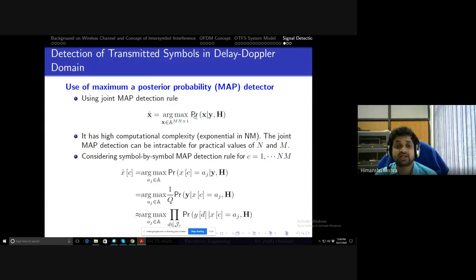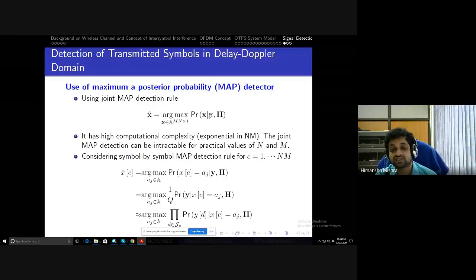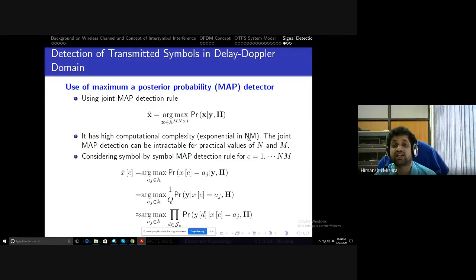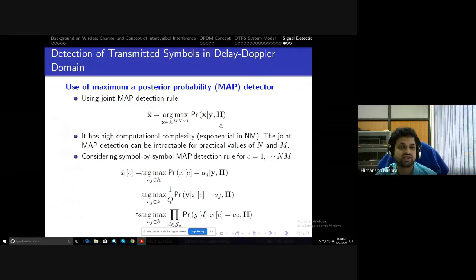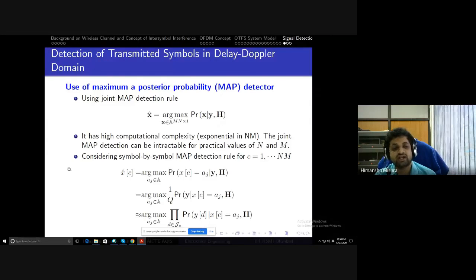Here I have considered the vector, so its complexity will be very high. If you apply this MAP rule, the computational complexity will be very high. It will be exponential in NM, which is very high, and NM is already a high number. So to handle that, next, what are people doing?